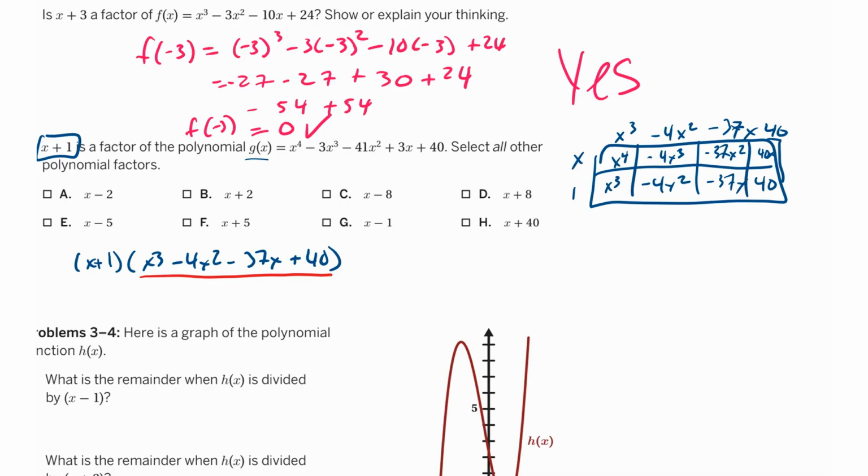So for example, the first one that would end up working for me would be if I plugged in 8 here. And I will show you how that works.